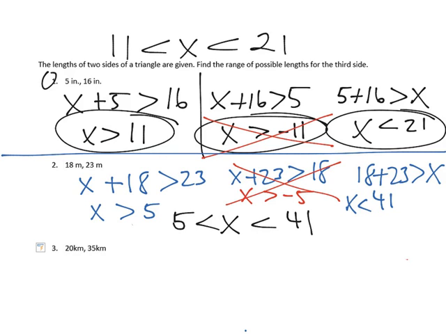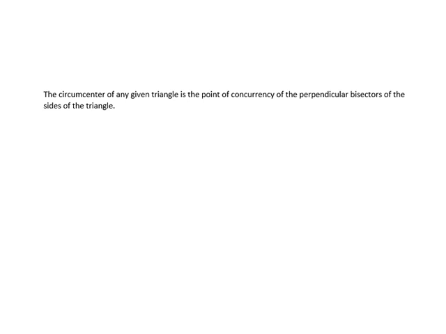Okay, so the third side can be between 5, well, really like 5.1, right? Because it has to be greater than 5. It cannot be 5. It has to actually be greater than 5. Okay, so you're going to do that with number 3. You work that one on your own. It's really important that you remember this particular statement.